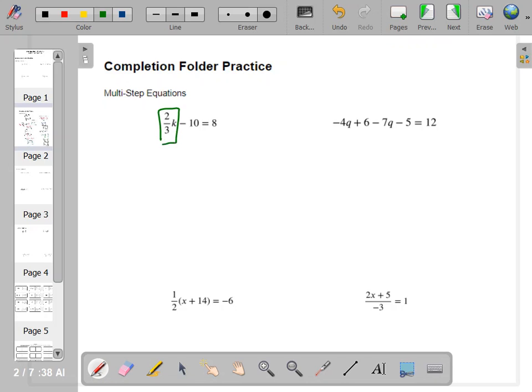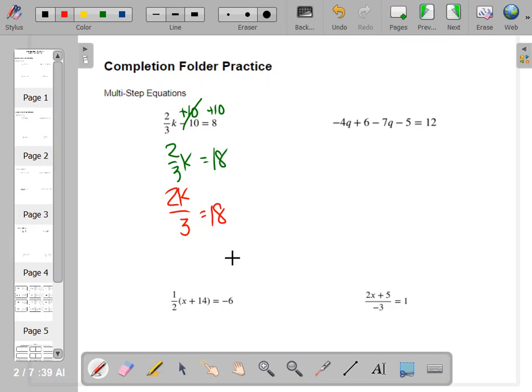So for the first one, what I'm going to do is get that 2/3 k by itself by subtracting 10. I'm going to add 10 to both sides. So I have 2/3 k equals 10 plus 8 is 18. Now, when you see this problem, I think the easiest way to deal with it is to realize that's k over 1, so it's actually 2k divided by 3. If you put the k in the top, oftentimes that seems to help people.